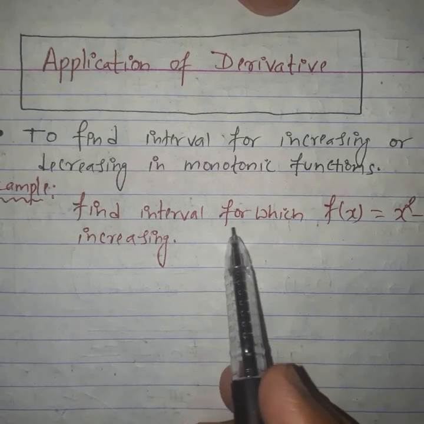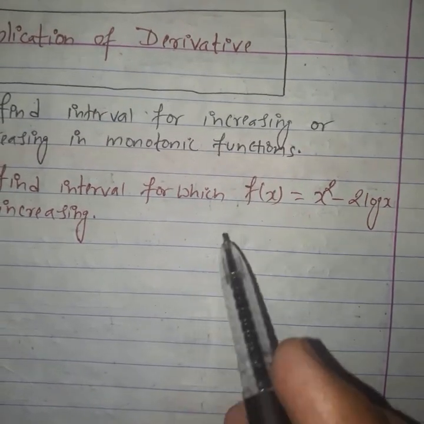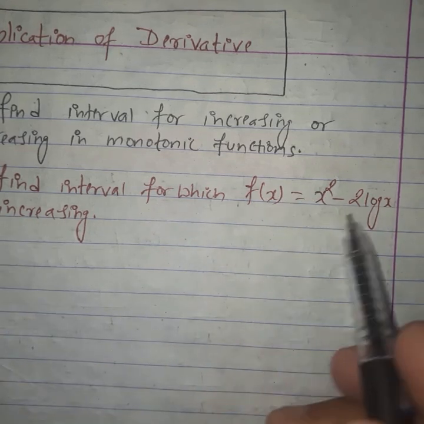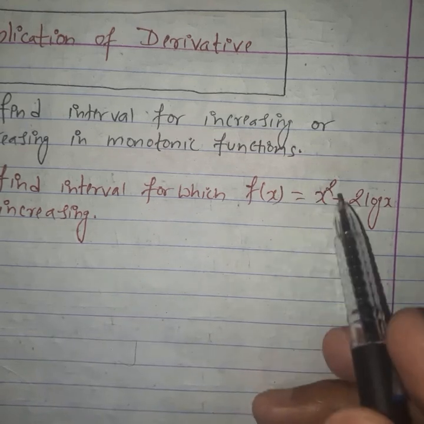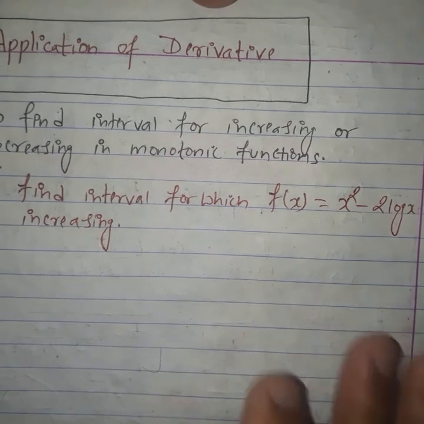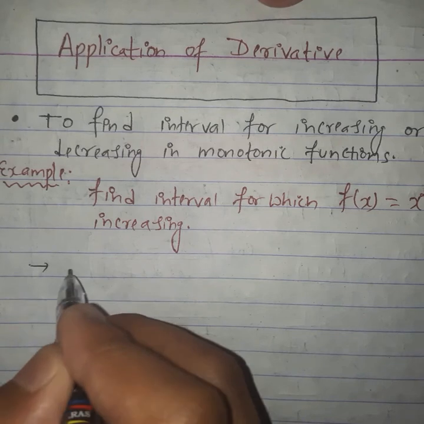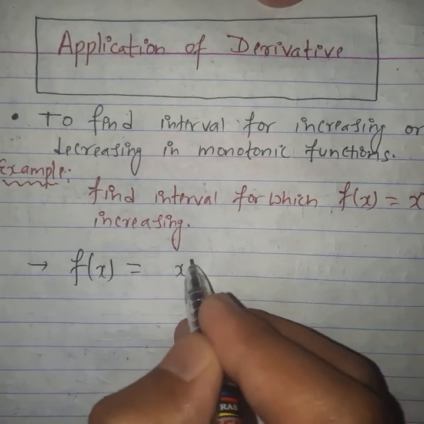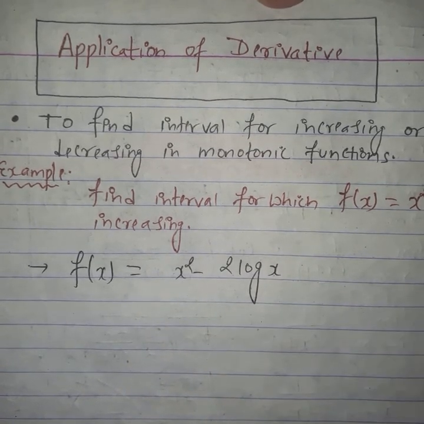Find the interval for which the function f of x, given as x square minus 2 times log of x, is increasing. We have to find out the interval for which this function is increasing. Let me write the given function here. The given function is f of x equals x square minus 2 times log of x.